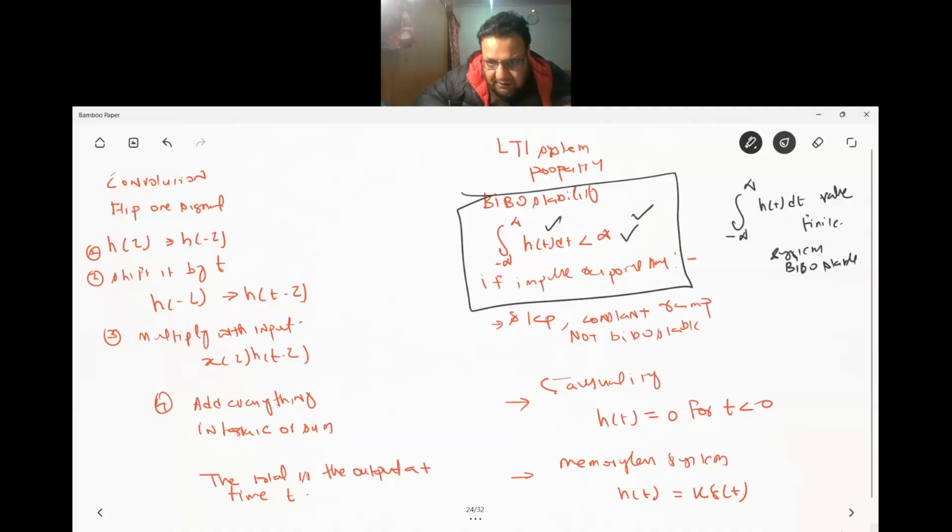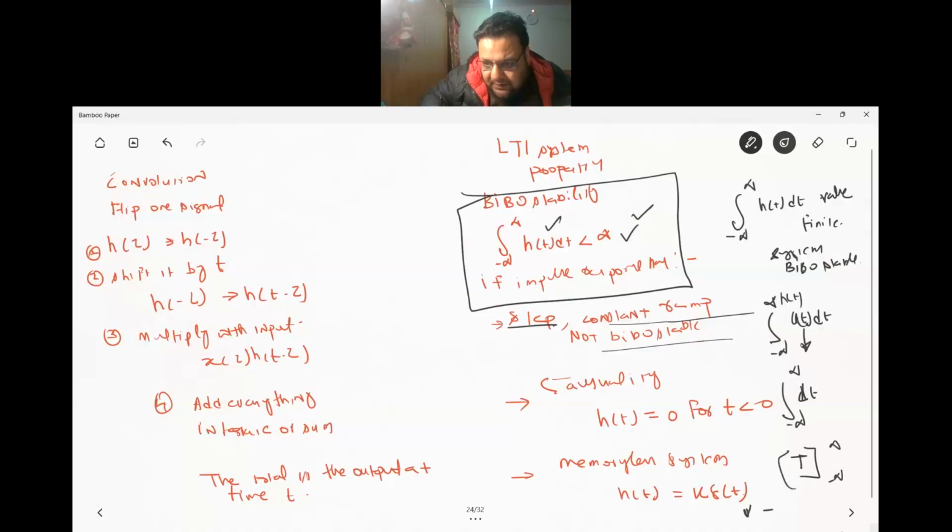Now the step function, constant, or ramp function are not BIBO stable. If you are given h of t equal to u of t, you integrate u of t dt from minus infinity to infinity. This will become t, and you substitute the limits, so infinity minus minus infinity gives infinity. That is infinity only, so this is not less than infinity.